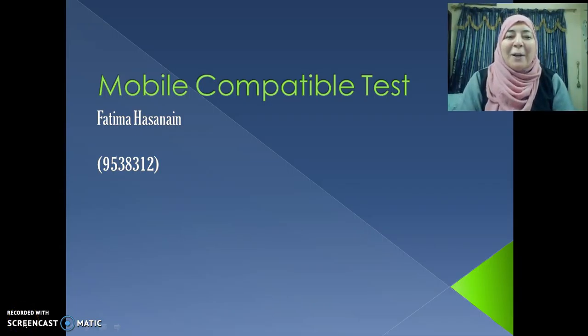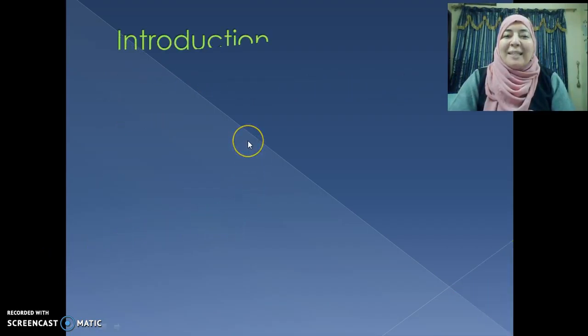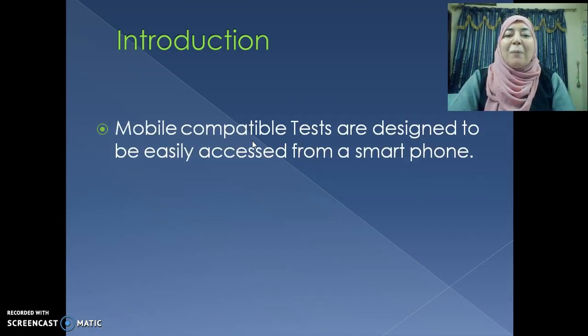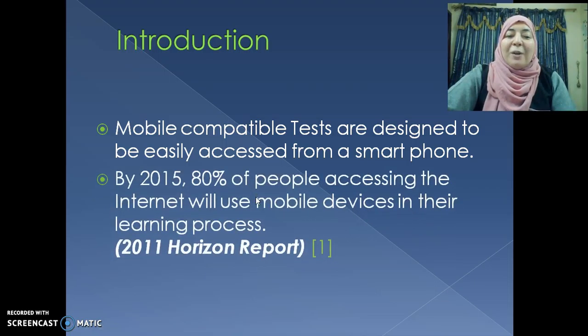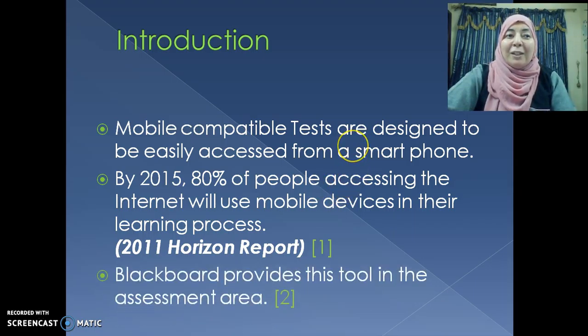I'm going to talk today about mobile compatible tests and how to create them. Okay, what is a mobile compatible test? According to researchers, mobile compatible tests are mainly designed to be accessed through smartphones and through the internet. According to the Horizon Report 2011, by 2015, 80% of the people accessing the internet will use mobile devices in their own learning process. If you are a Blackboard user, don't worry, you can create such a test easily and in very simple steps.